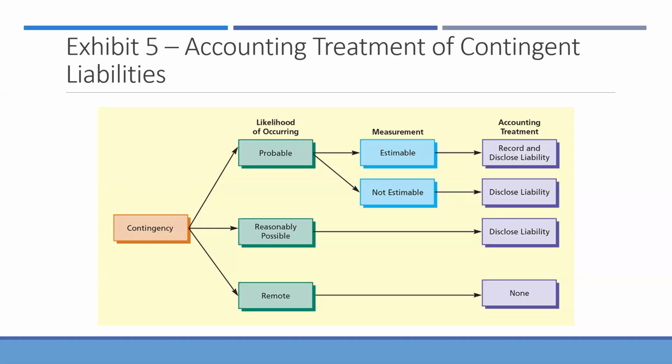They now owe that money, and so it would go into the probable, estimatable, record and disclose category, because they got the judgment, so it's certain that they will have to pay it, and it's estimatable because the amount is now known. However, if it was settled in March, then it could still remain in the reasonably possible bucket.